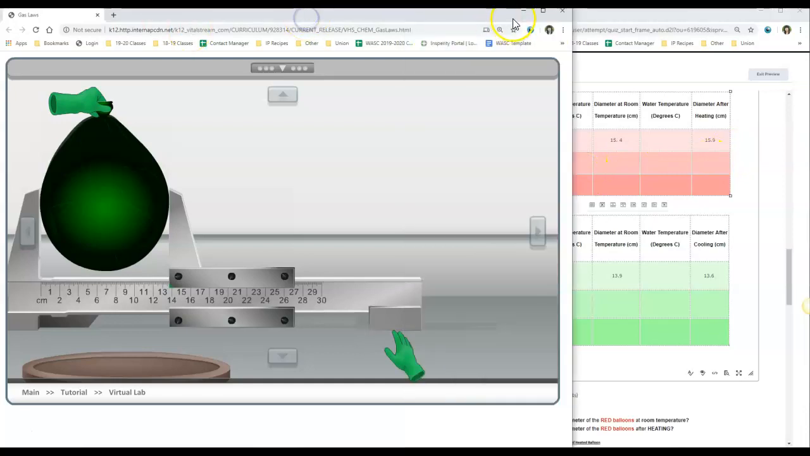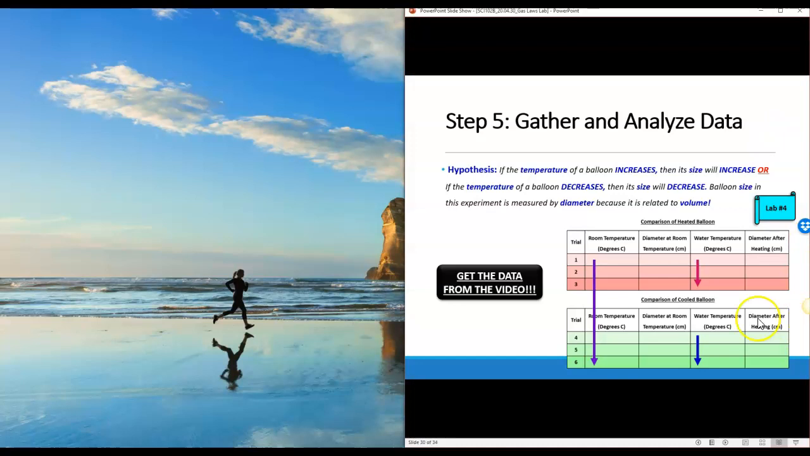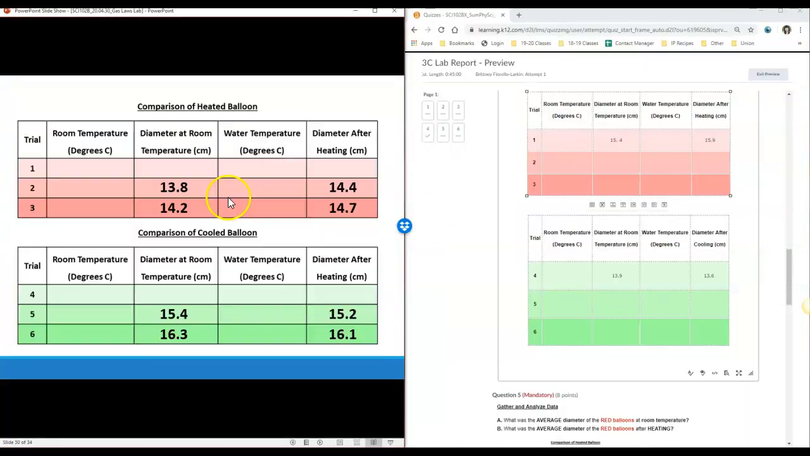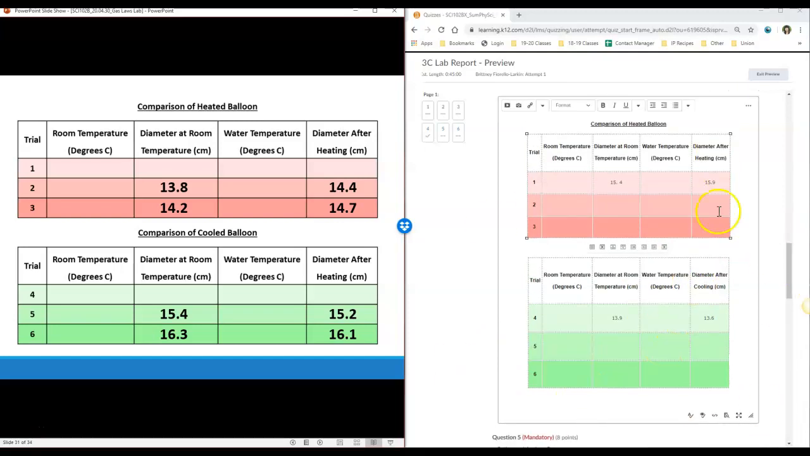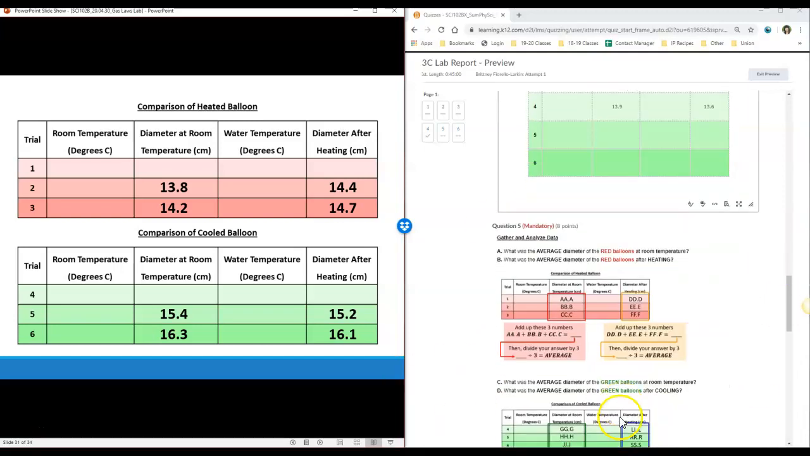This data I'm not going to actually show you in the lab. I'm just going to give this data to you. The data for these last measurements are that the heated balloon number 2 started at 13.8 and went up to 14.4. The third one started at 14.2 and went up to 14.7. For the cooled balloon, that 5th balloon, the second of the cold ones, it started at 15.4 and went down to 15.2, and the last one, 16.3, went down to 16.1. Okay, so that's all the data that you should fill out for number 4.